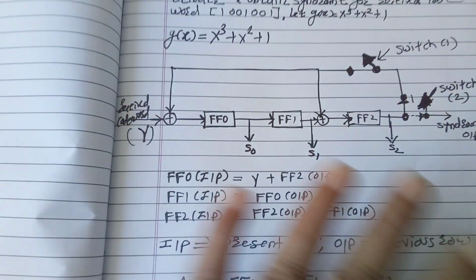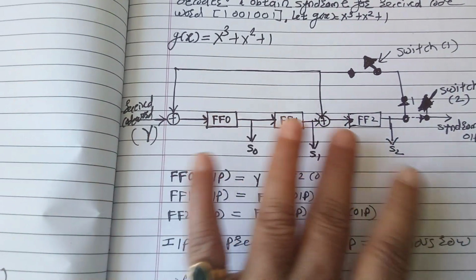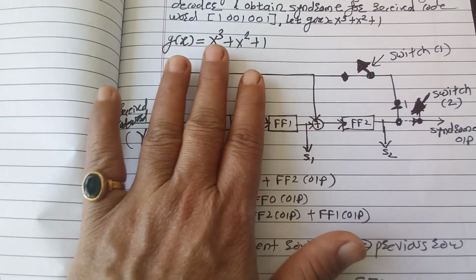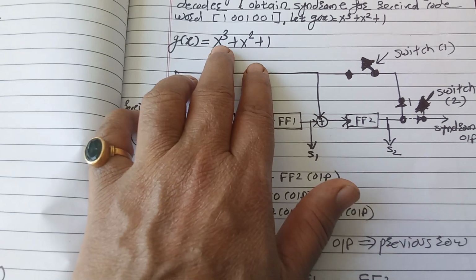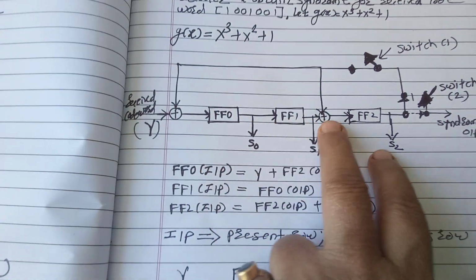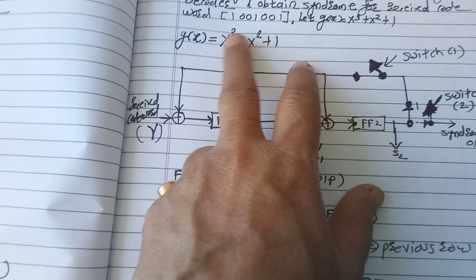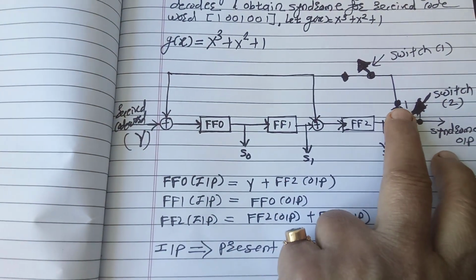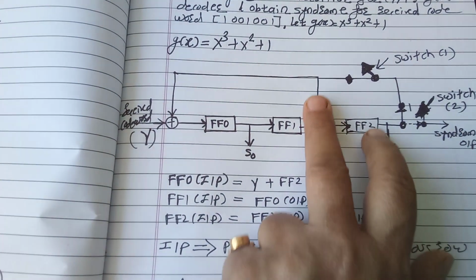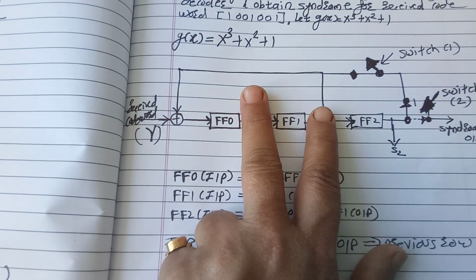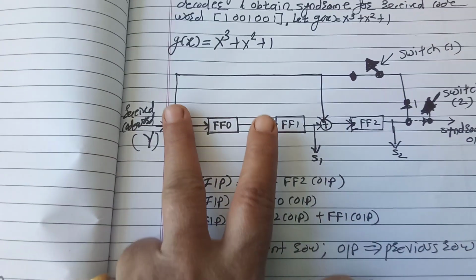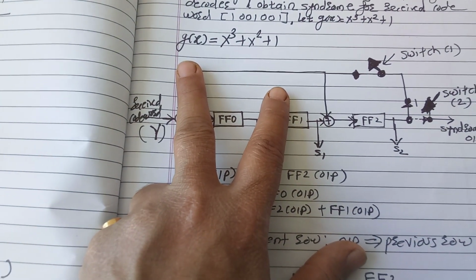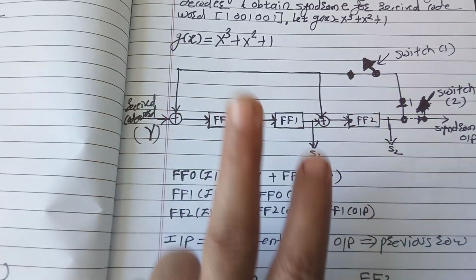So this is about how many vertical lines appear and how many flip-flops there are. The number of flip-flops depends on the degree of g(x), that is the highest power of g(x). Then the vertical lines depend on which coefficients are present. This line is for the coefficient of x cube, this line is for the coefficient of x square, this line is for the coefficient of x, and this line is for the coefficient of x raised to 0, that is 1.